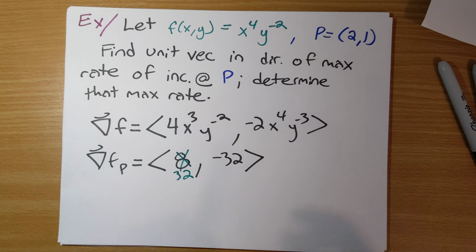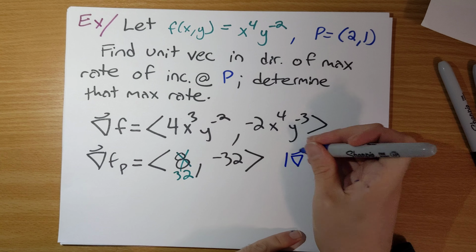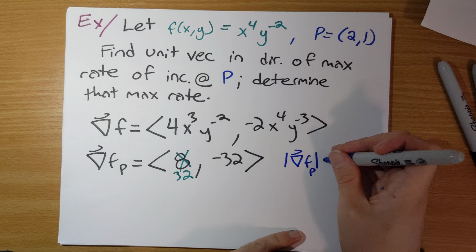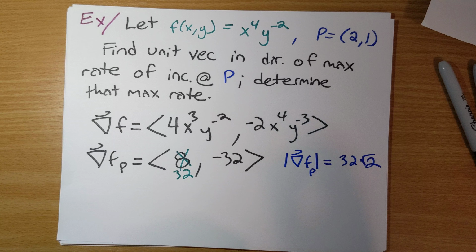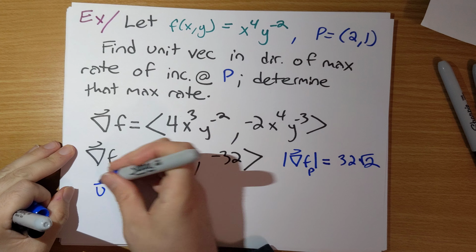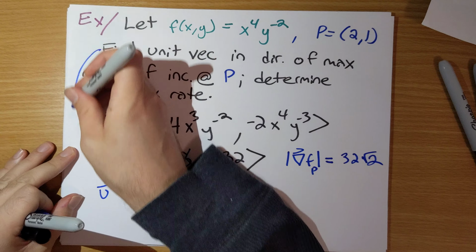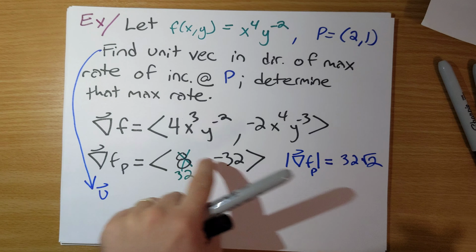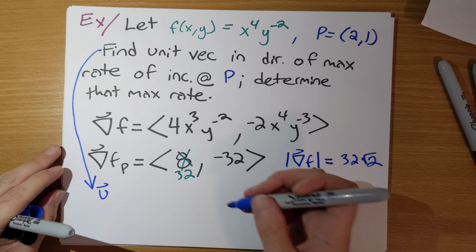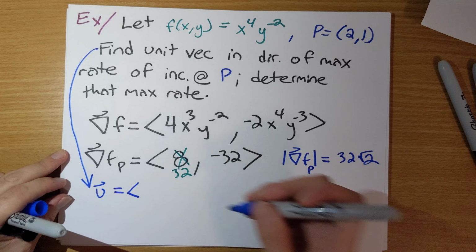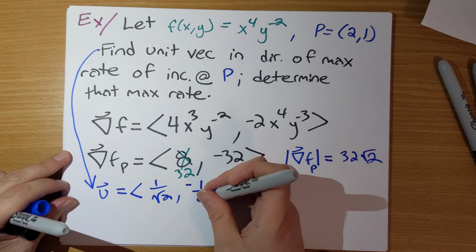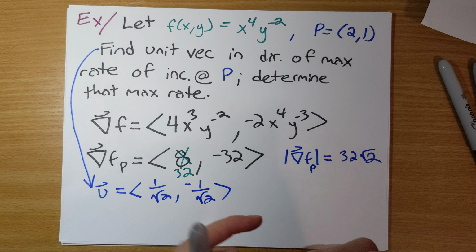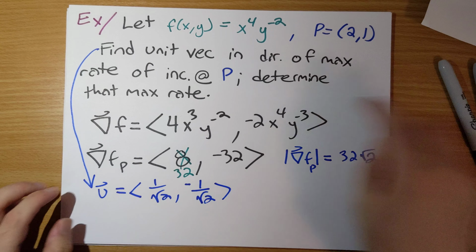So we need a unit vector in the direction of the gradient. The magnitude of the gradient here is going to be 32 times square root 2. Check that for yourself. If we divide these entries by 32 square root 2, u ends up as (1 over square root 2, negative 1 over square root 2). So that's the first part of this problem.